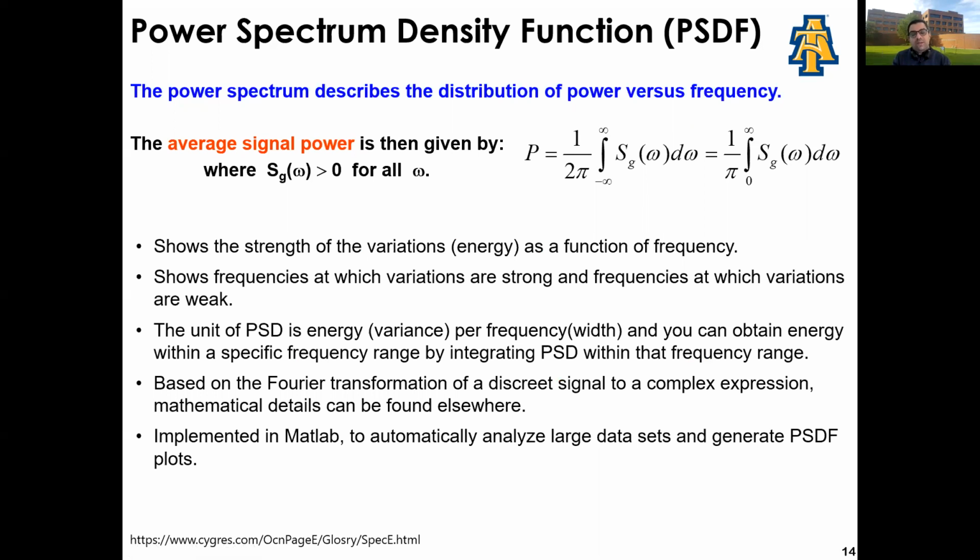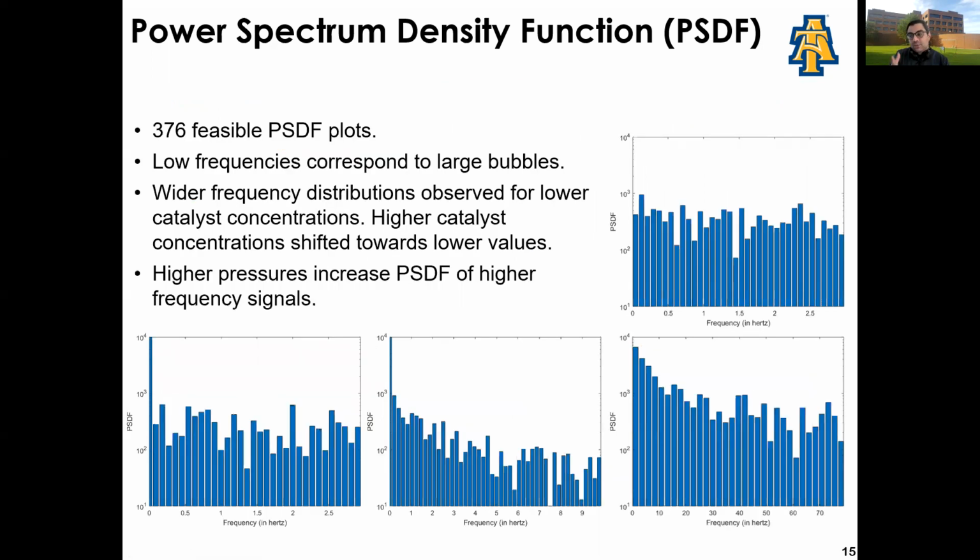But what we did is we implemented the PSDF transformation into MATLAB. We translated the random pressure fluctuation signals and got the PSDF plots, using an automated MATLAB algorithm to do so. Once we did that, we had 376 feasible PSDF plots, and this is what a PSDF plot looks like. You can see the power versus the frequencies and their probability.